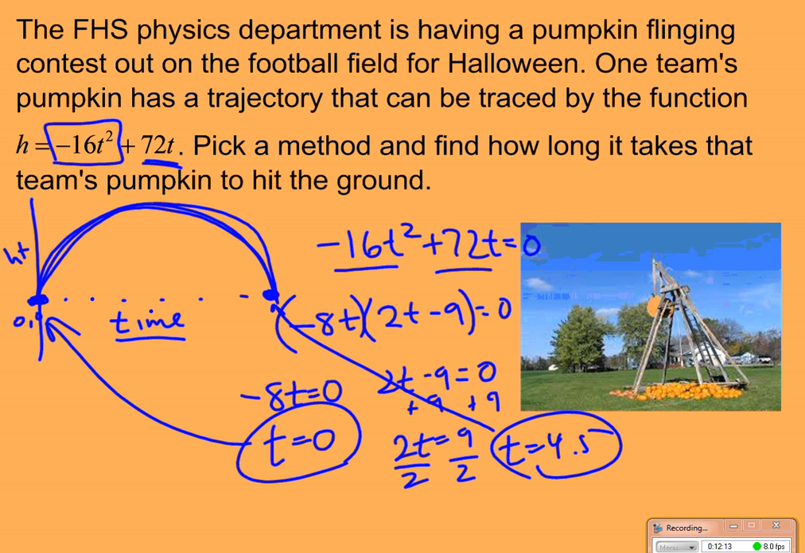All right, and I could do that using the quadratic formula. That's fine. It would just be a equals negative 16, b equals 72. C in this case is going to be 0. All right, that would be fine. But I would still get 0, and I would still get 4.5 as my answers.